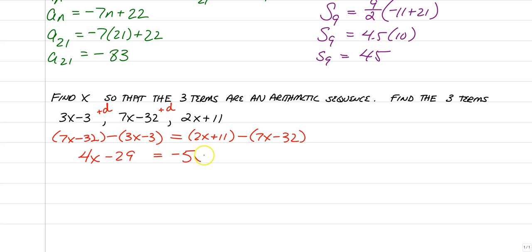7x is a negative 5x. And 11 plus 32 is going to give us a positive 43. And now we just solve for x. So we get 9x is equal to 72. So x is equal to 8. Now we know what x is. We can just substitute it in for every one of these, and we'll find out our three terms. Our three terms are going to be 21, 24, and 27. So you can see that they have a common difference of 3.